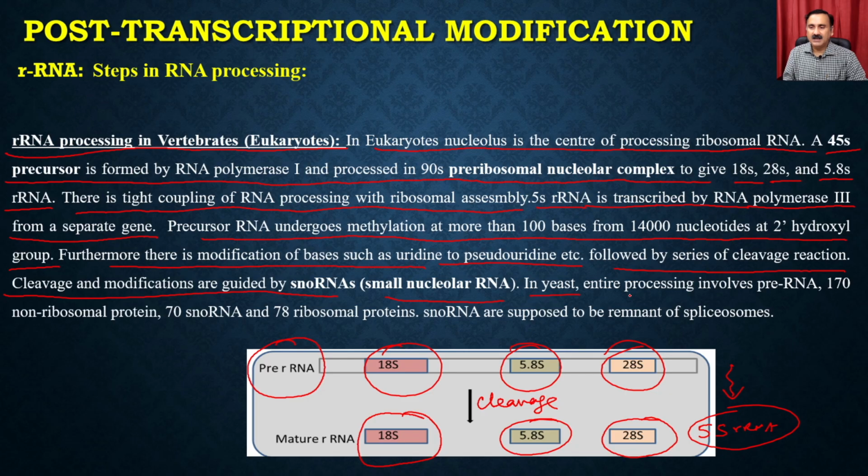In each, the entire processing involves pre-ribosomal RNA, 170 non-ribosomal proteins, 70 snoRNAs and the 78 ribosomal proteins, and this is what is going to happen. So this pre-ribosomal RNA is going to form, then it is going to get the cleavage and it's going to form the 18S, 5.8S and 28S, and then there will be a separate synthesis of the 5S, and all these are going to assemble to give you the 80S ribosomes.